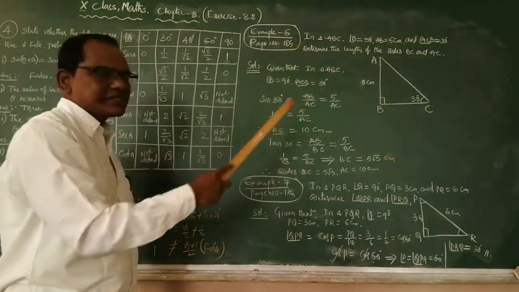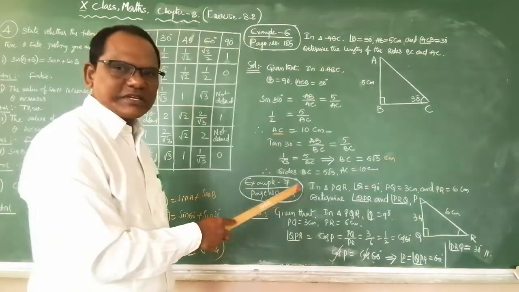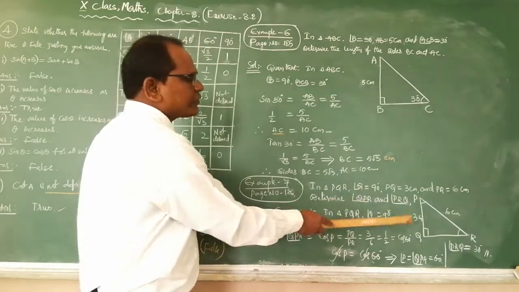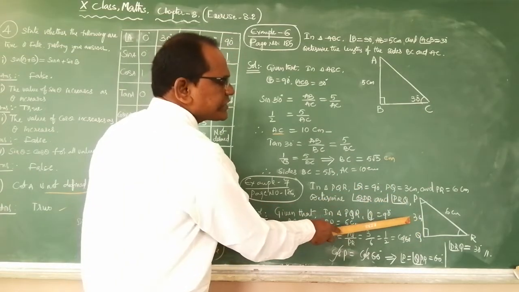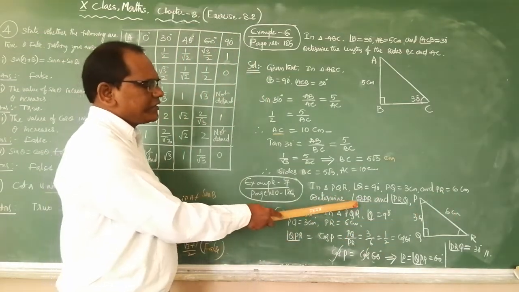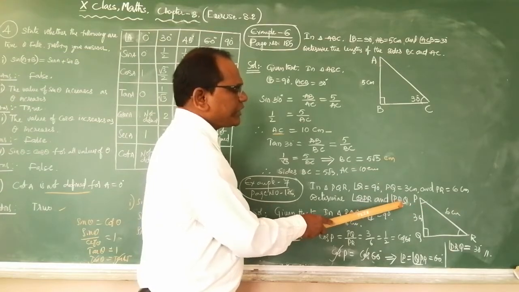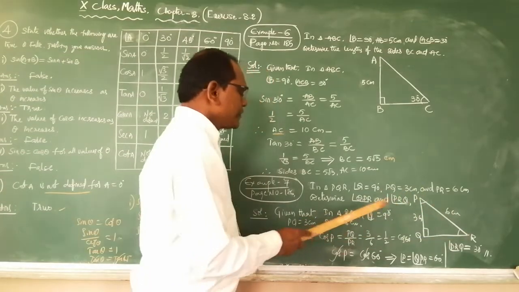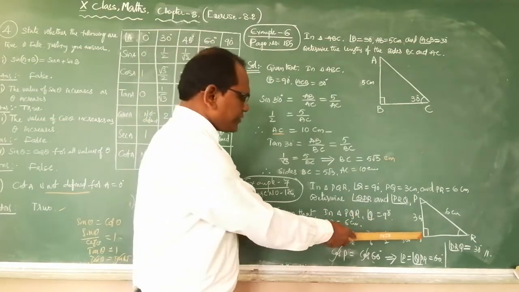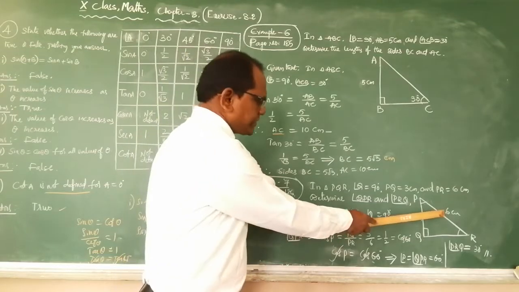This is example 6. Coming to the same model, example 7 also: in triangle PQR, angle Q equals 90 degrees, PQ equals 3 centimeters and PR equals 6 centimeters. They are asking us to determine angle QPR and also angle PRQ. So this is the given data.